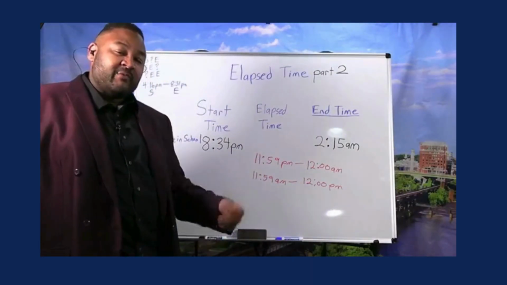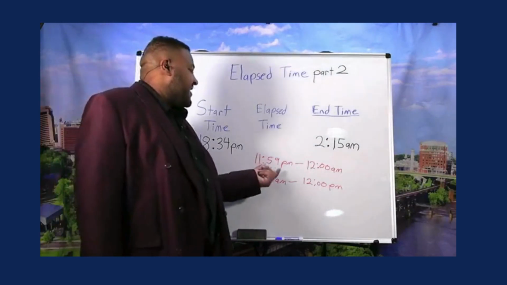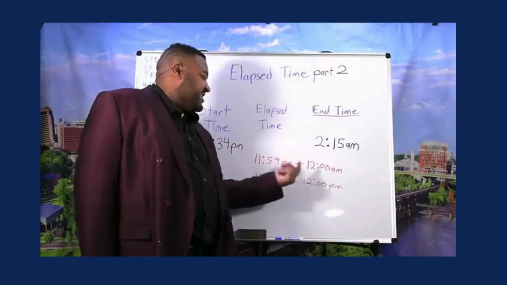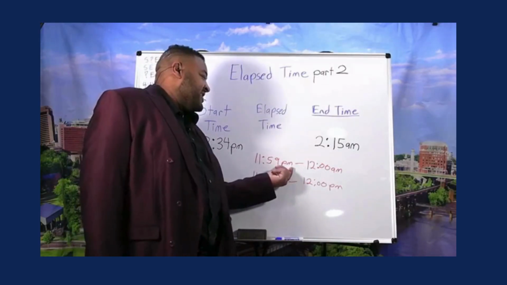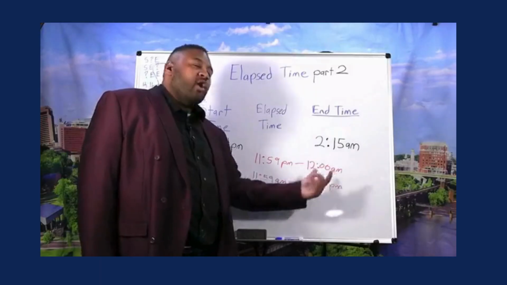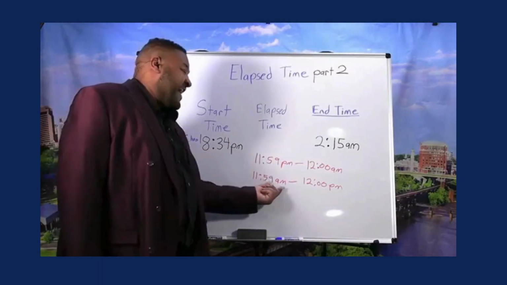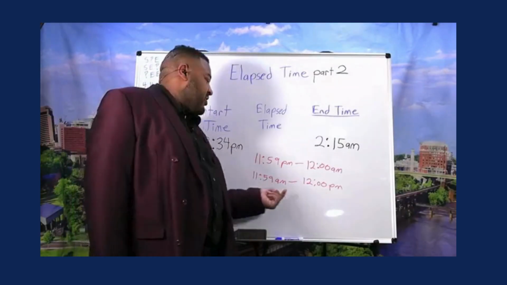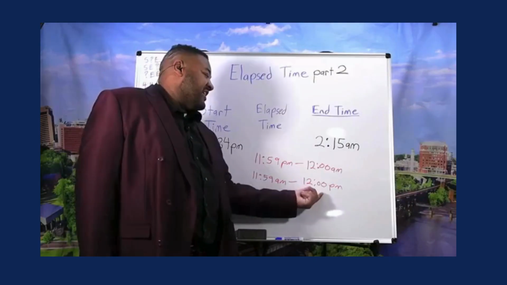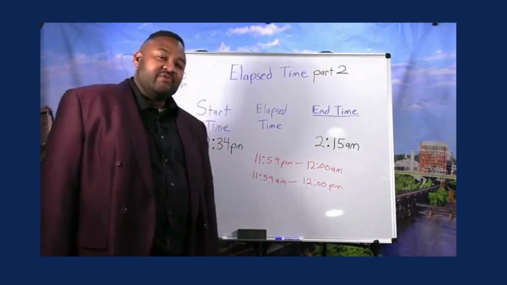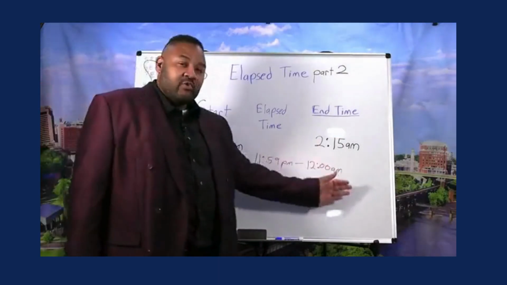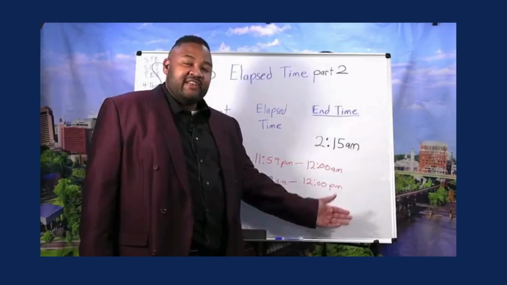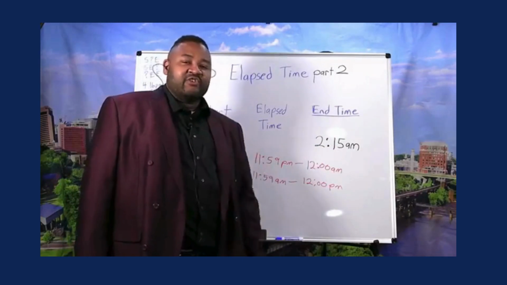Sometimes while we're asleep, sometimes while we're eating lunch, at 11:59 p.m., it changes over from p.m. to a.m. Once again, at 11:59 p.m., it switches over to 12 o'clock a.m. On the other hand, at 11:59 a.m., it turns over to 12 o'clock p.m. So that's what you need to know. If you're taking notes, write this down real quick. If not, just like a cell phone, take a screenshot of it.